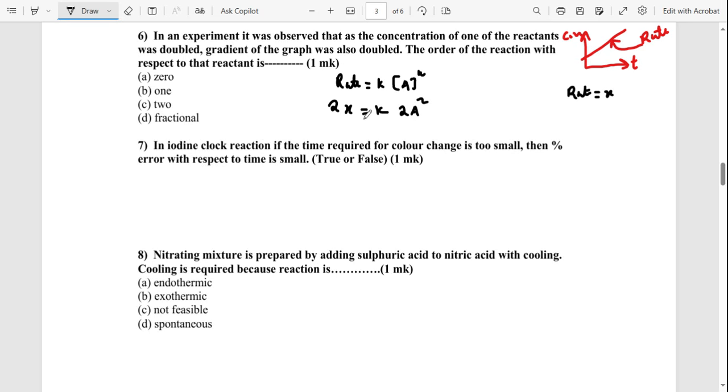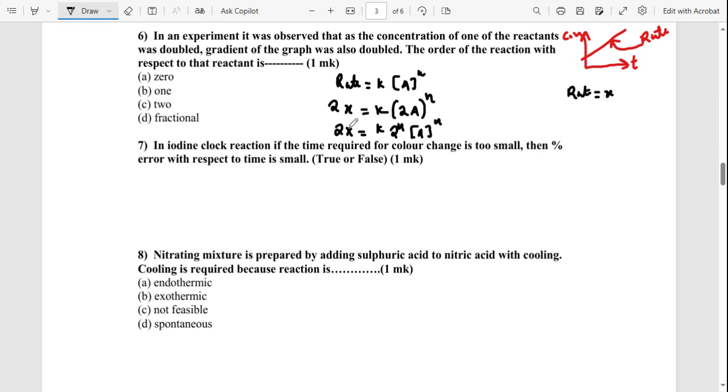So at this point, I'm saying this thing is raised to the power n, not this 2. Remember, we doubled the concentration. So where there is A, we have doubled the concentration, so we're putting twice A. We are going to split the n in this case, so it's going to become 2x is equal to k, 2 to the power n, and then A to the power n.